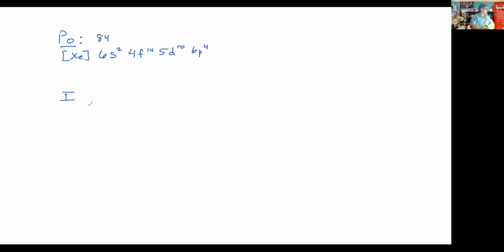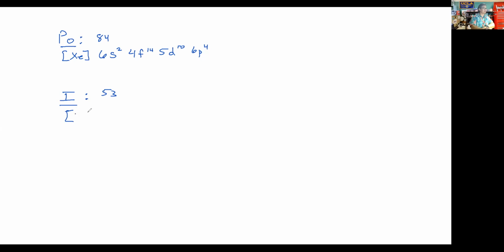Okay, let's take a look at iodine. Iodine is element number 53, so it's the 53rd square. The noble gas that precedes iodine, that comes before it, is going to be krypton, which is element number 36.